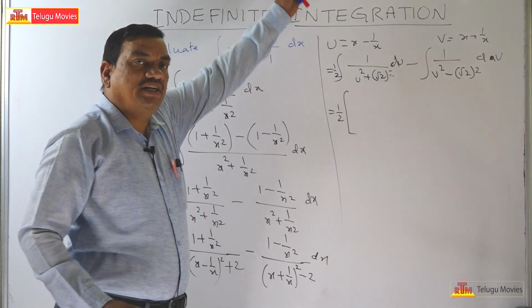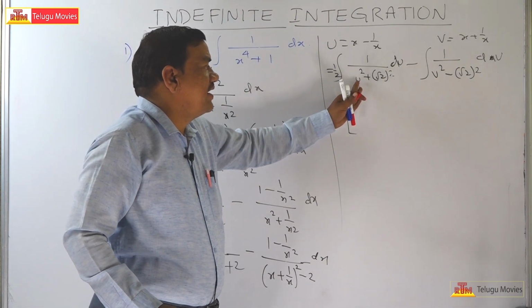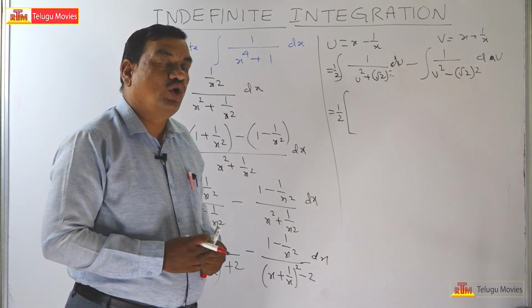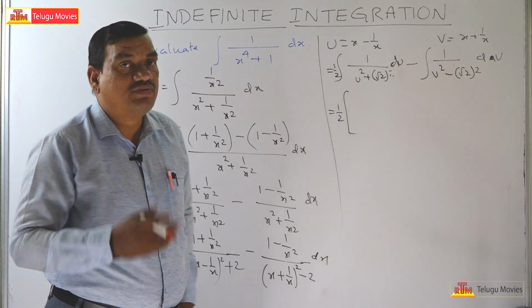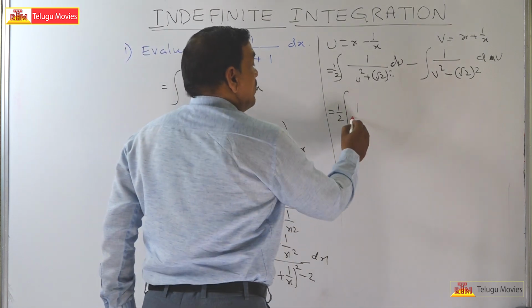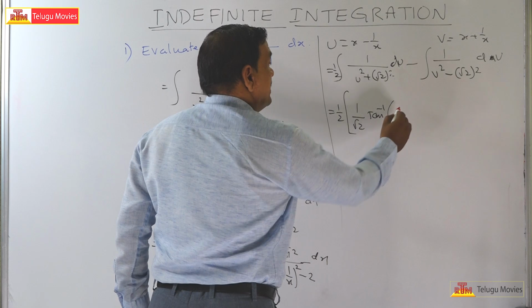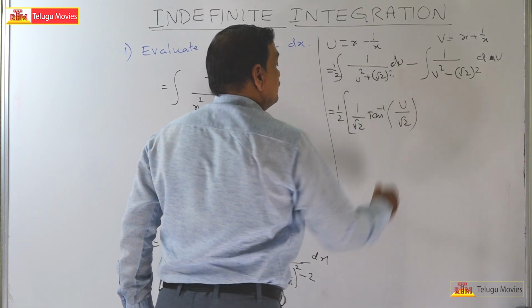and this is a direct integration formula. The integral of 1 by x square plus a square is equal to 1 by a tan inverse of x by a. Here 1 by a means 1 by root 2, tan inverse of x by root 2.